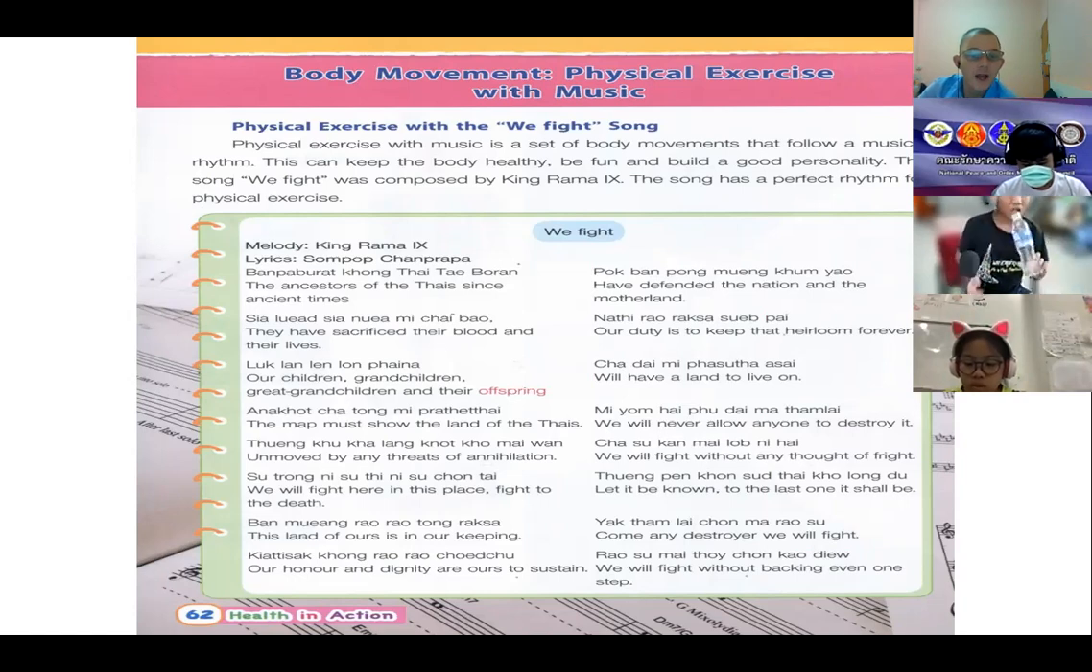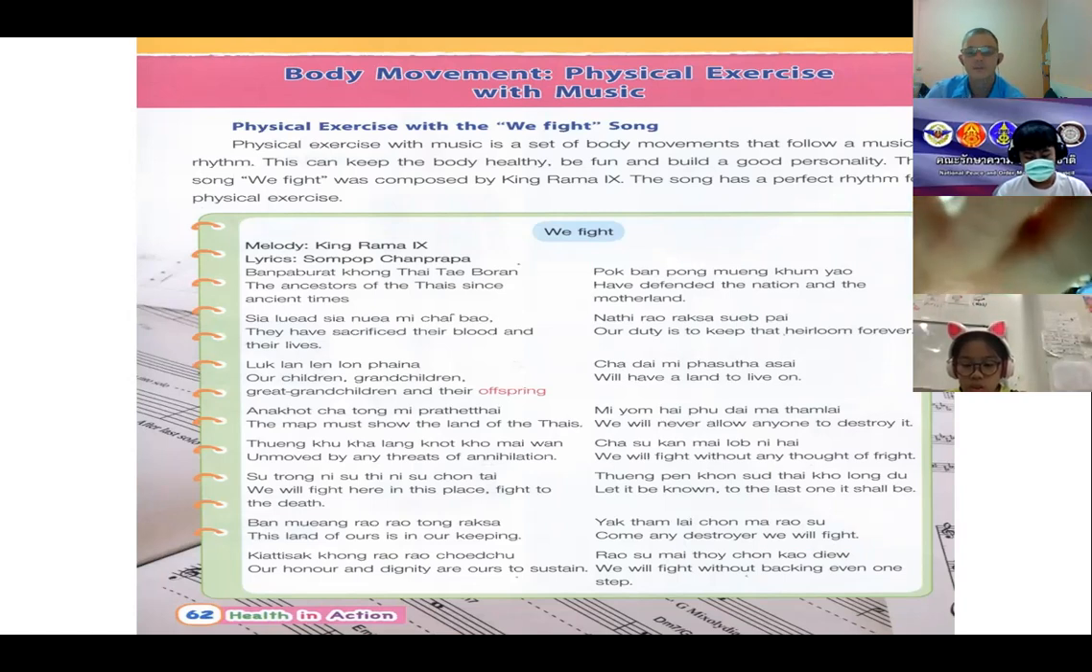The song We Fight was composed by King Rama IX. The song has a perfect rhythm for physical exercise. Now, who of you knows this song? Who knows the song We Fight?